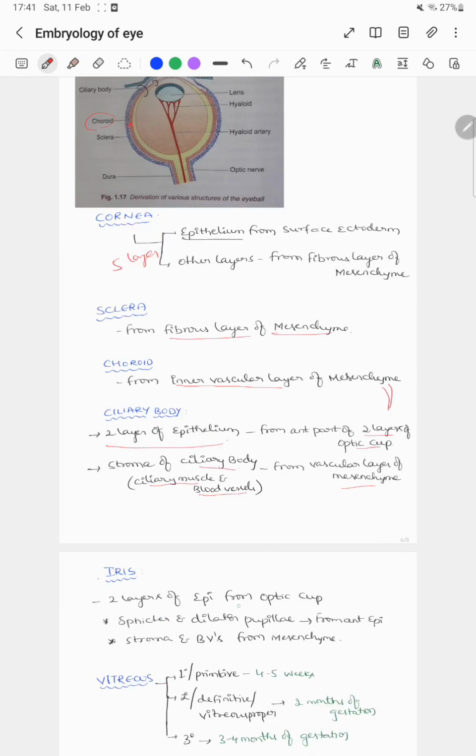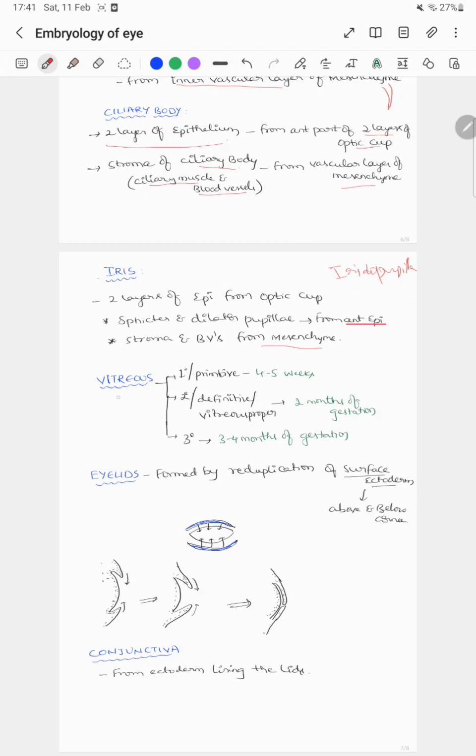Iris. The iris has 2 layers of epithelium which are formed from the optic cup. Next, the sphincter and dilator pupillae are formed from the anterior epithelium, whereas the stroma and blood vessels are formed from mesenchyme. Vitreous chamber. Based on the developmental stage, it is either primary or primitive during 4 to 5 weeks of gestation, secondary or definitive or vitreous proper during 2 months of gestation, and tertiary vitreous, which is during 3 to 4 months of gestation. Next, eyelids.